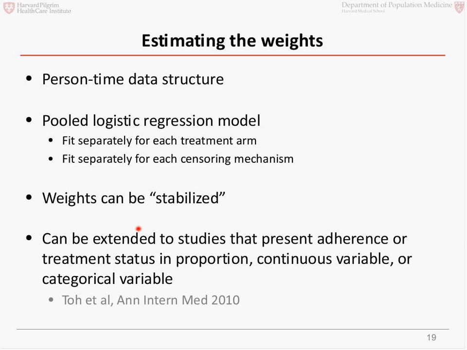As we discussed before, the weight can be stabilized to get a 95% confidence interval. This approach can be extended to studies that use different measures for non-adherence or treatment status. So we've also used the method to deal with the scenario where treatment was represented as a proportion, like the medication possession ratio.